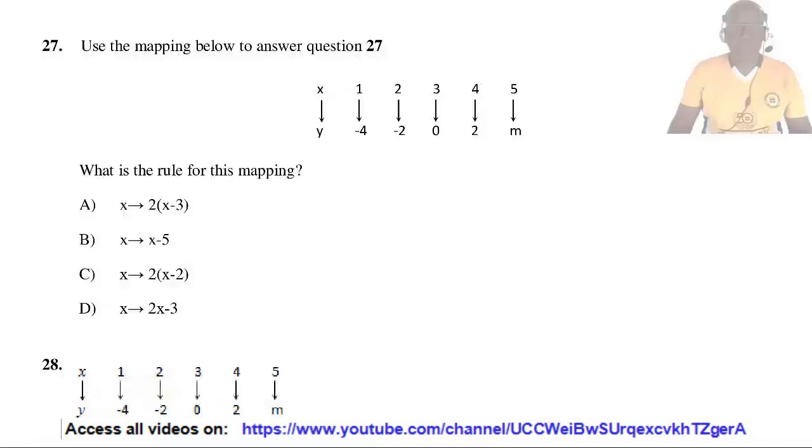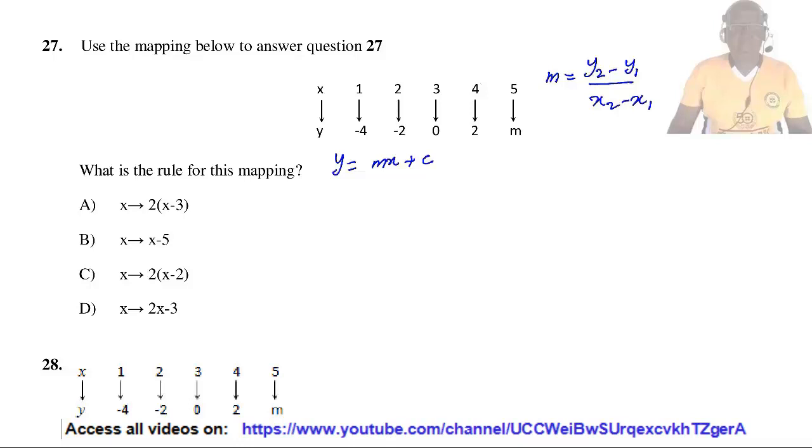Method 2. Take note that the difference between 0 and 2 is 2. The difference between minus 2 and 0 is 2. And the difference between minus 4 and minus 2 is 2. Therefore, the mapping is a linear mapping. And the rule therefore is y equals ms plus c, where m and c are constants. The constant m is given by y2 minus y1 divided by s2 minus s1. y2 is the corresponding value of s2 and y1 is the corresponding value of s1.